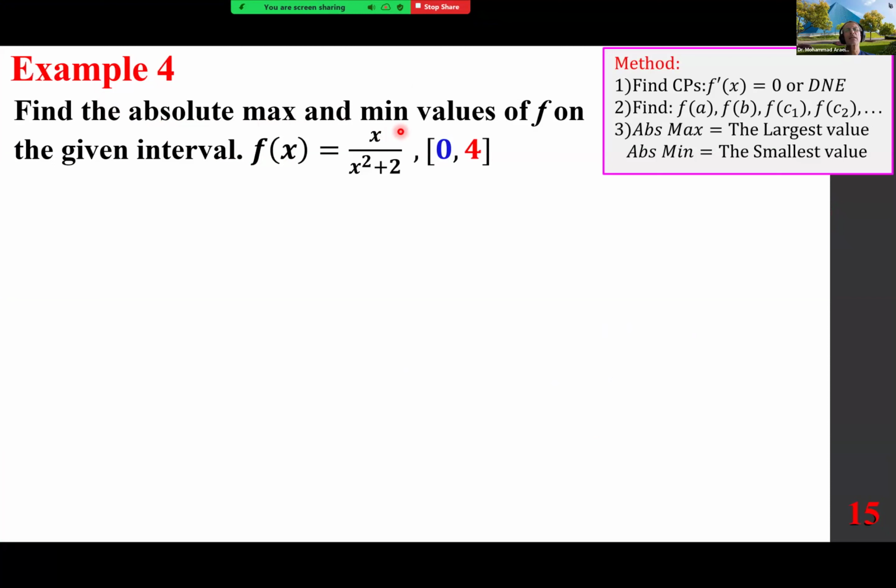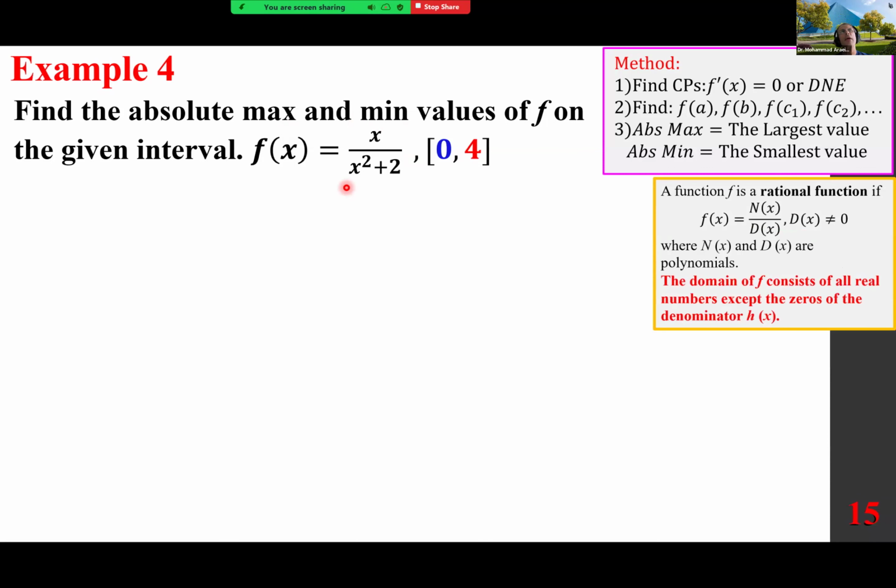Find the absolute max and min values of f on the given interval, where f of x is x over x squared plus 2, and the interval given is 0 to 4. So the first question is, what type of function do we have here? This is a rational function. So what do we know about the rational function?